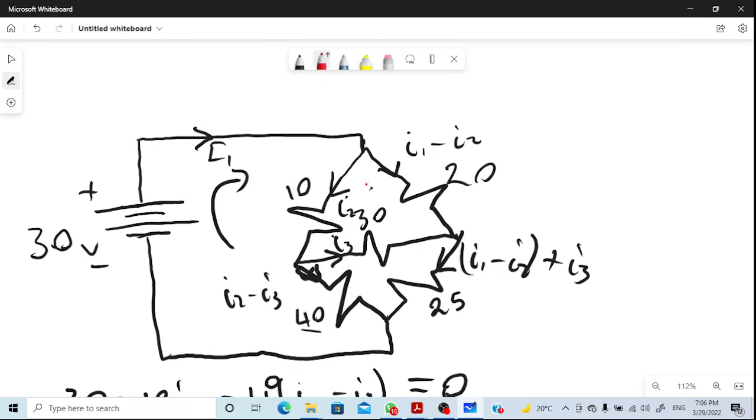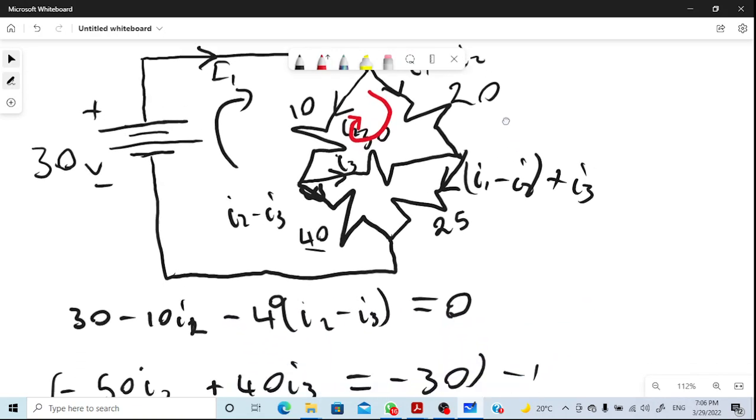I'm going to use this one as the second loop. Okay, so bear in mind the question says calculate the current that passes through the 30 ohm resistor. Basically they want I3. Okay, fine.